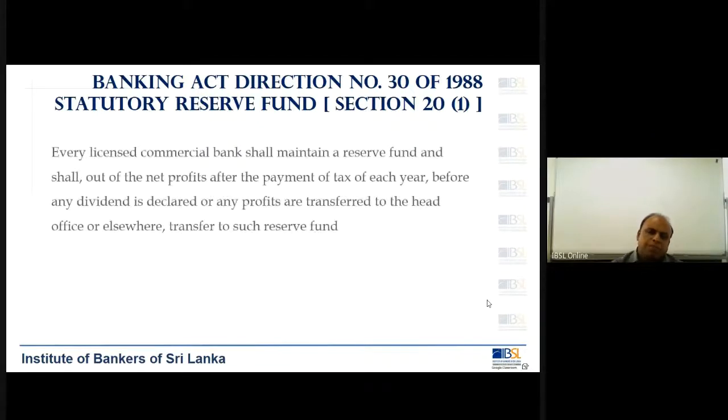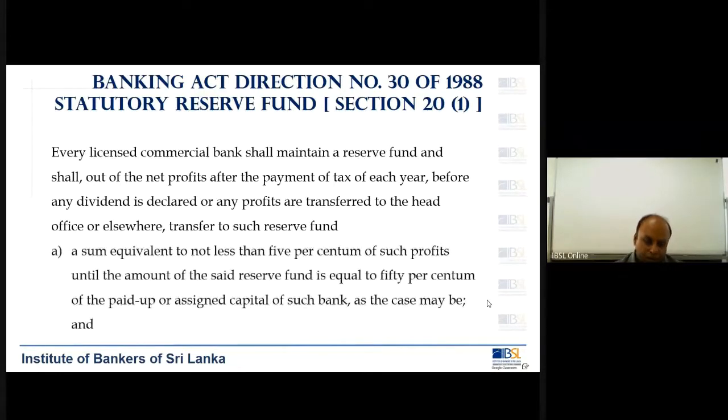So what does it say? Every licensed commercial bank shall maintain a reserve fund and shall, out of the net profits after the payment of tax each year, before any dividend is declared or any profits are transferred to the head office or elsewhere, transfer to such reserve fund. Now they are trying to explain that every bank should have a fund called the statutory reserve fund. This statutory reserve fund should be built up based on your profit after tax.